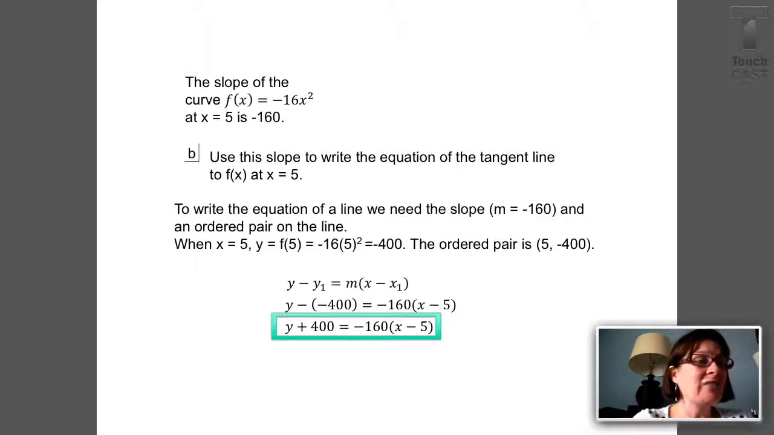If I'm then asked to find the equation for the tangent line, I just need to use point-slope form for the equation of a line. I know the slope is going to be negative 160. I know my x value has been given to be 5. I just need the y value to go with that x. So plug x equals 5 into your f of x formula to find that the y is negative 400. So you can see I have my tangent line equation there in the bottom in green.